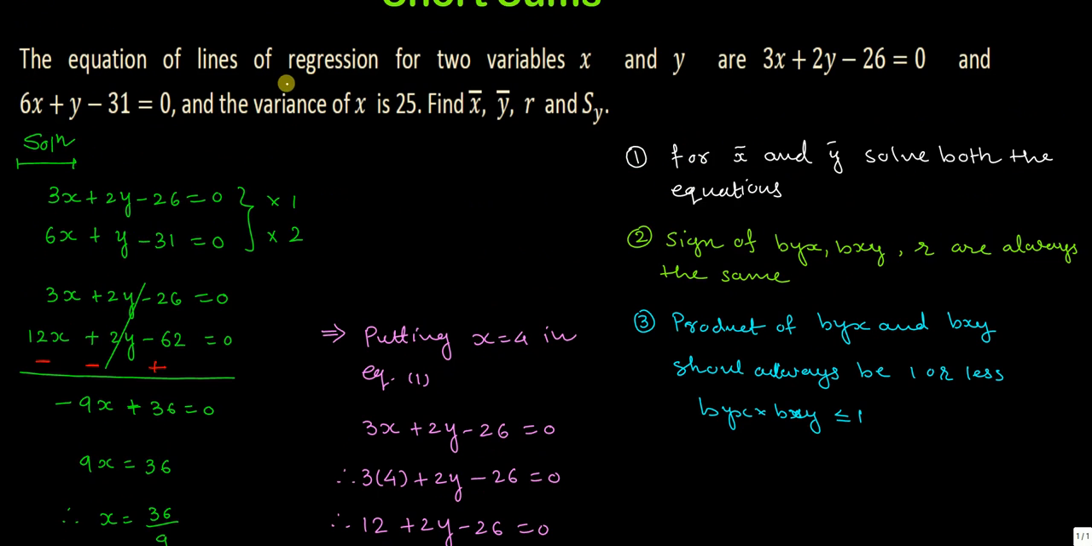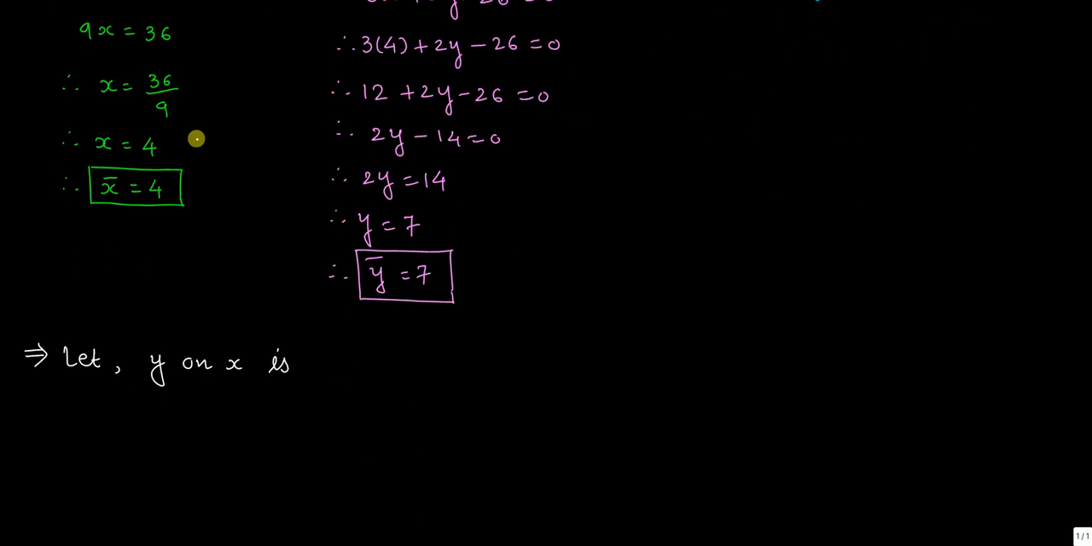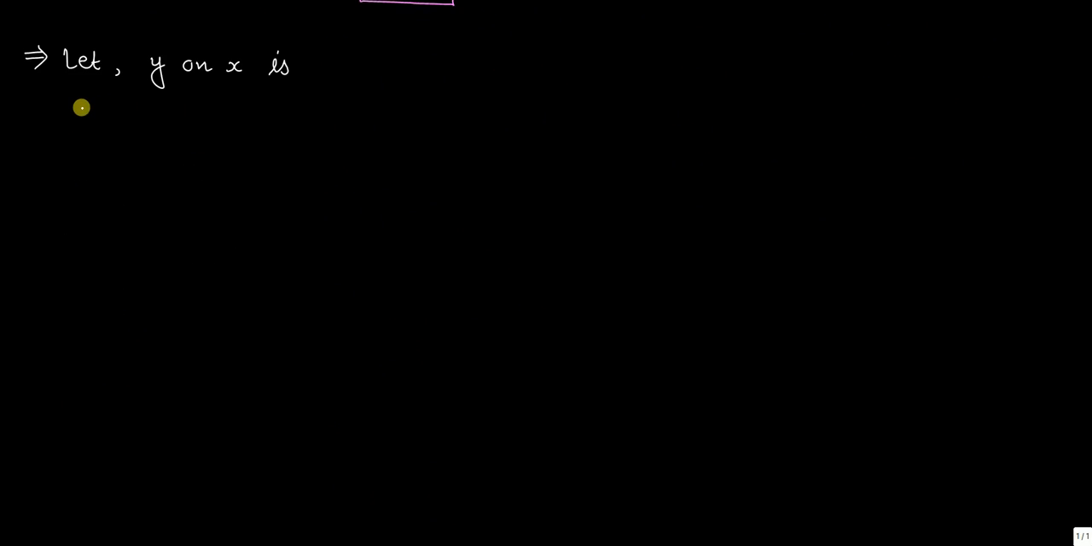Let us assume that y on x is the first line, and x on y is the second. So I assume the regression line of y on x is 6x + y - 31 = 0.